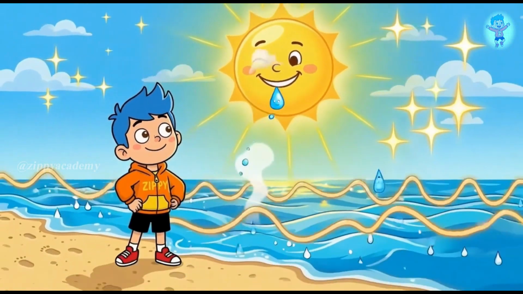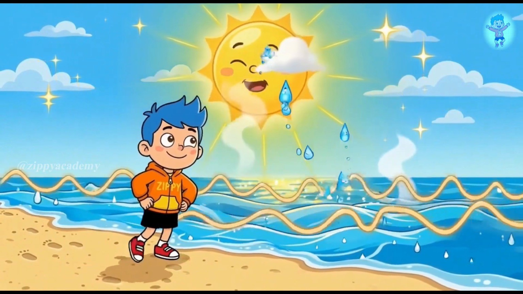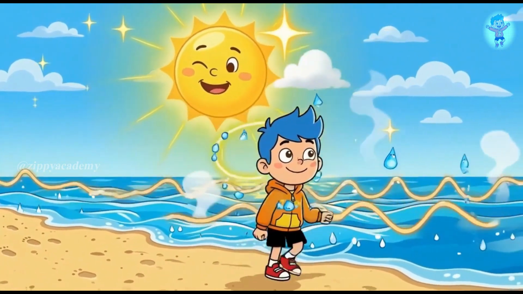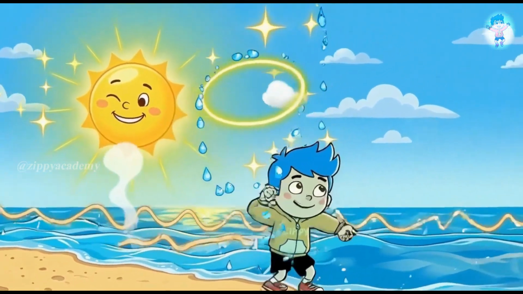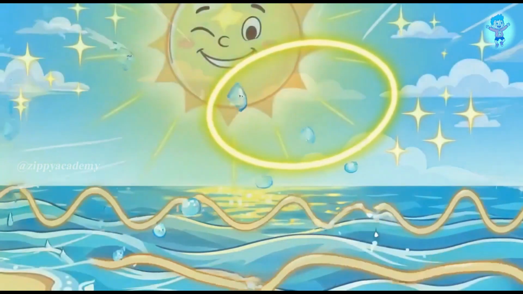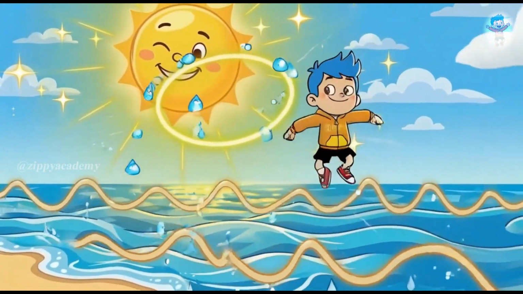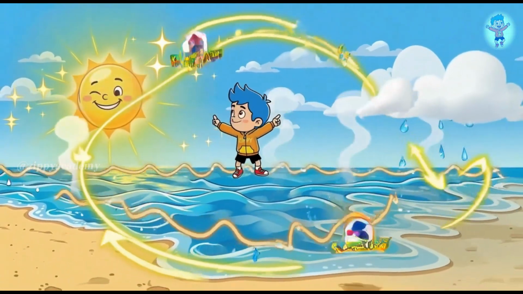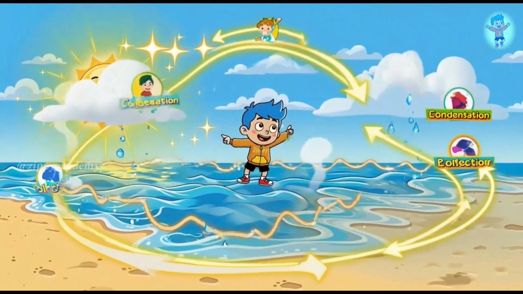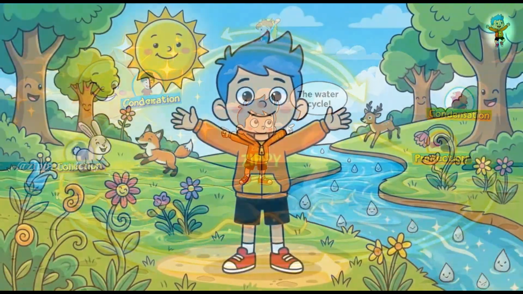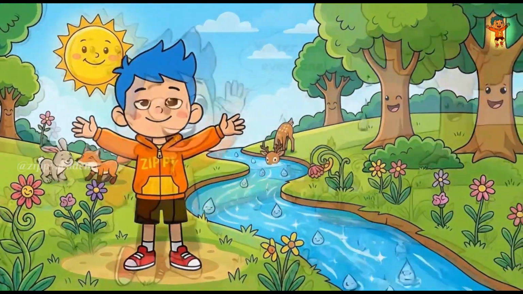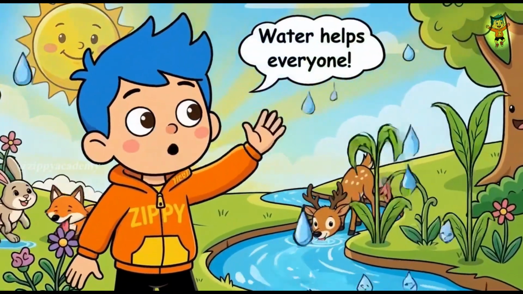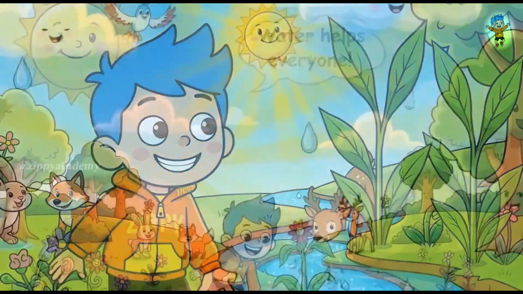The water keeps moving in a repeating pattern, again and again. It's a loop. This never-ending movement of water is called the water cycle. The water cycle helps plants, animals, and people by moving water all around the earth.